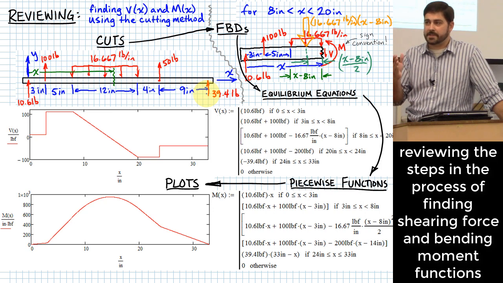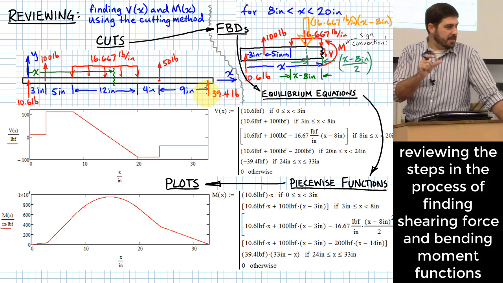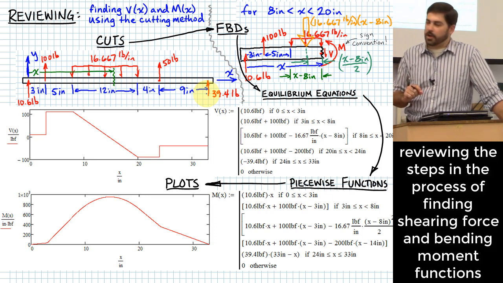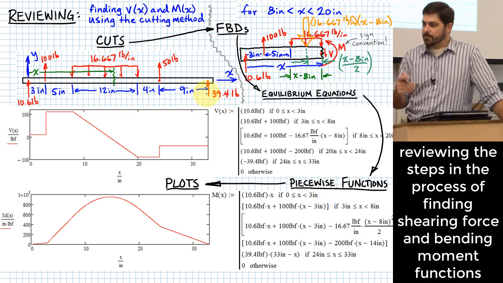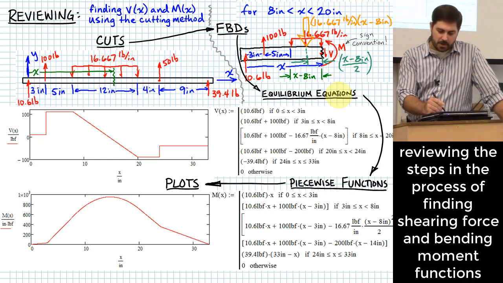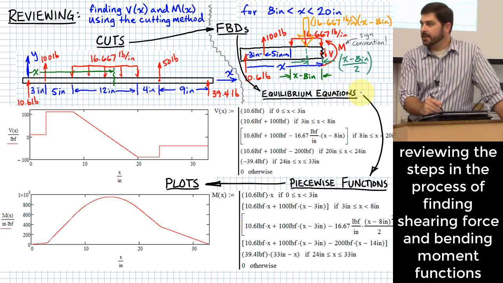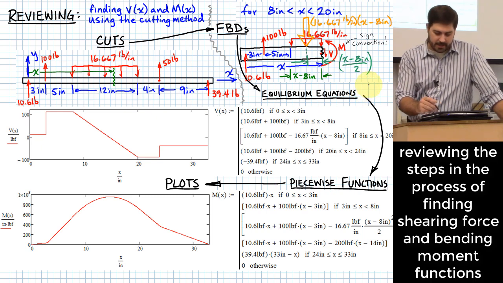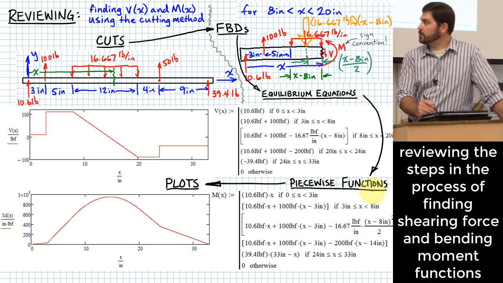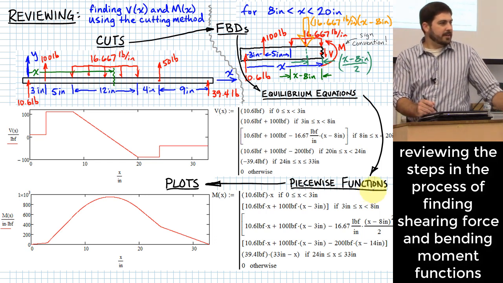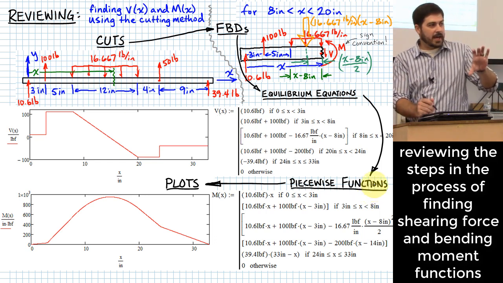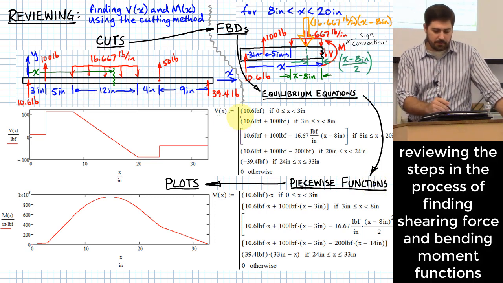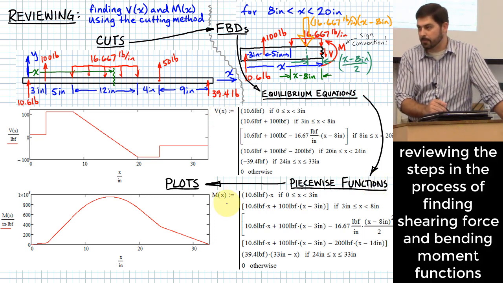From there, we would make cuts in particular segments of the beam where we felt like there wasn't very much changing within that segment. And based on each of those cuts, we would draw a free body diagram appropriate for each one of those cuts. And from that free body diagram, we would write equilibrium equations. Once we had all the equilibrium equations written, we could construct these piecewise functions, which collected together the little sets of functions for each of the segments: one function for shearing force and another for bending moment.